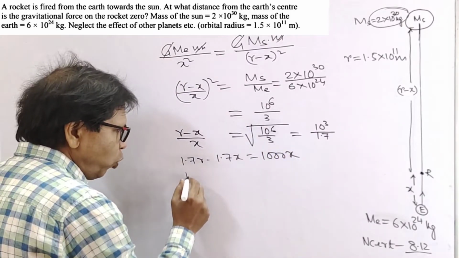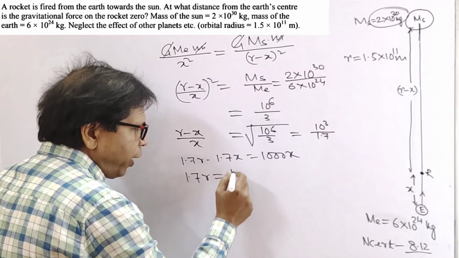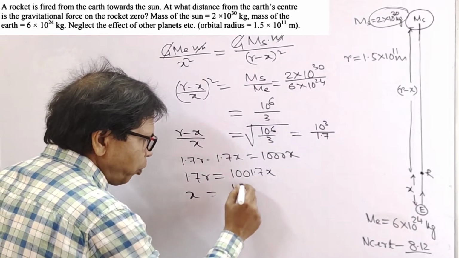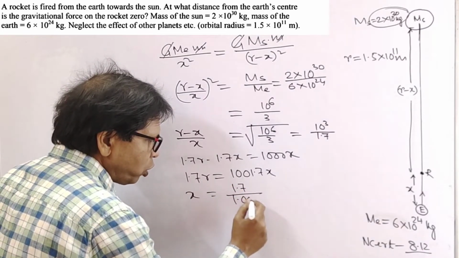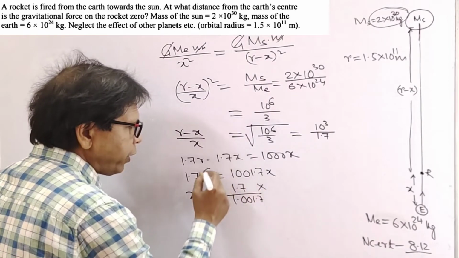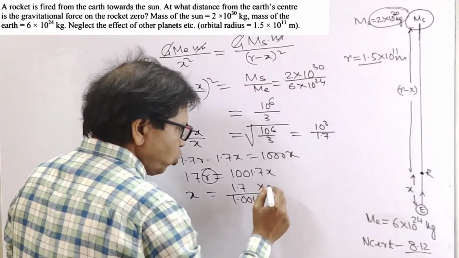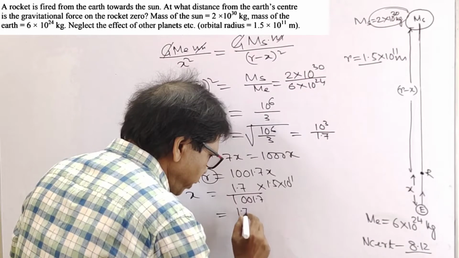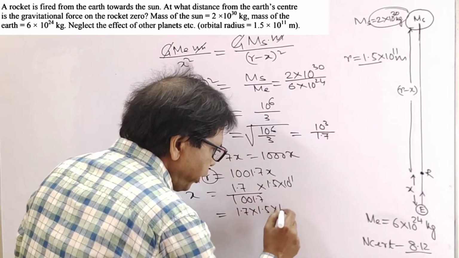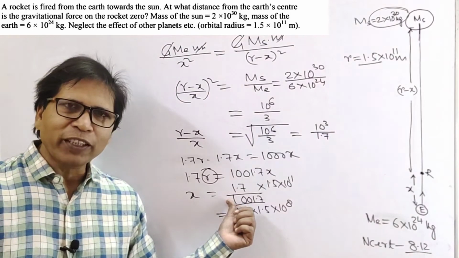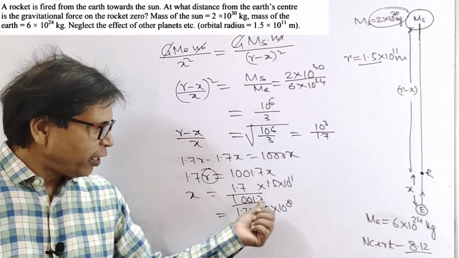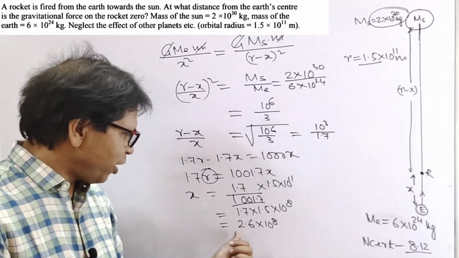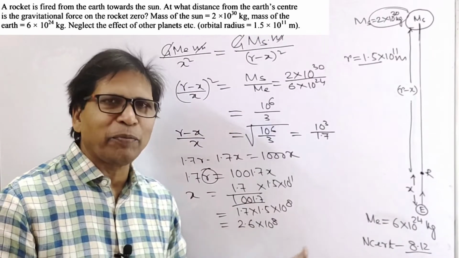So 1.7r equals 1001.7x. So x equals 1.7 divided by 1001.7 into r. What is r? r is 1.5 into 10 to the power 11. So this is 1.7 into 1.5 into 10 to the power 8, since 1001.7 is almost 10 to the power 3, and 10 to the power 3 against 10 to the power 11 gives 10 to the power 8. Distance of the rocket from the Earth is 2.6 into 10 to the power 8 meter.